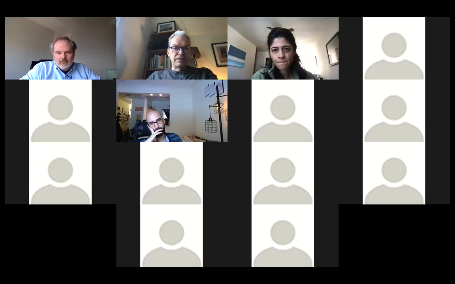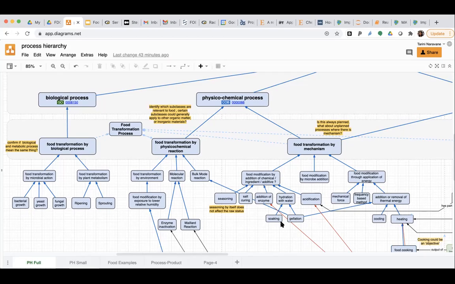I'd like to focus on the upper level questions. And so Tarini left a few notes in here as examples of questions to challenge this hierarchy. For example, can we really fit all biological processes?